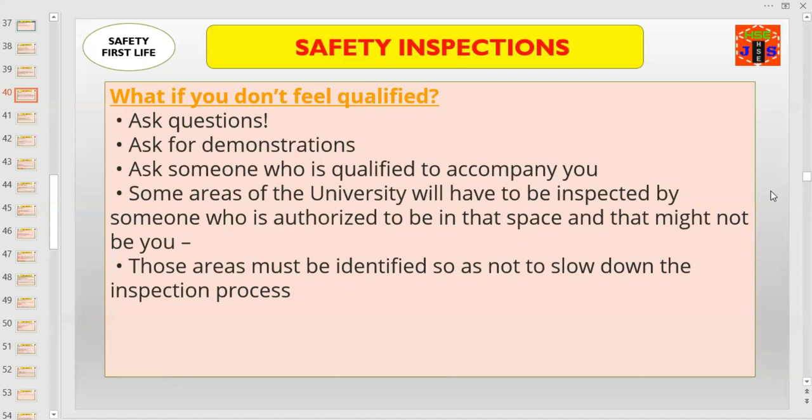Some areas of the work site will have to be inspected by someone who is authorized to be in that space, and that might not be you, because more critical and high risk activities are ongoing and you are not prepared and trained to handle such hazardous activities or operations. Those areas must be identified so as not to slow down the inspection process. This should be done in advance, in the planning stage, once you are preparing for site safety inspection.